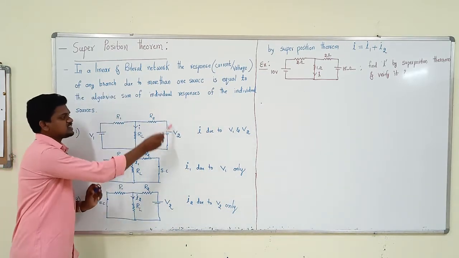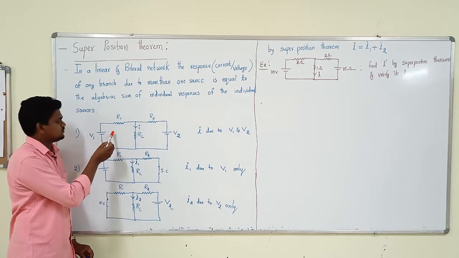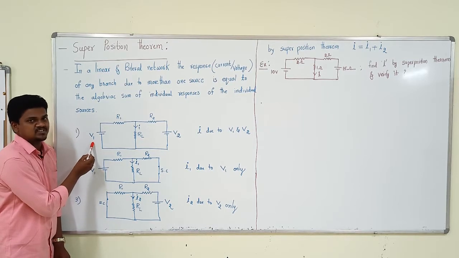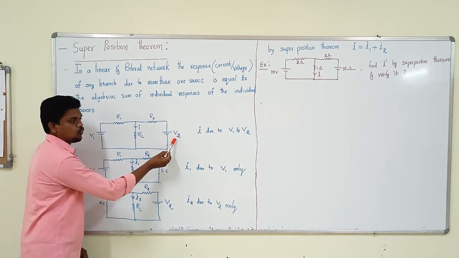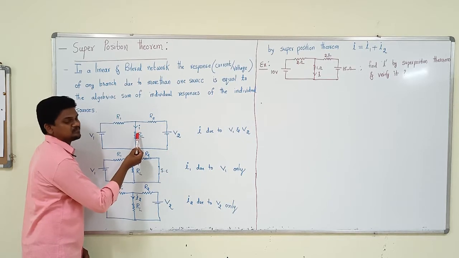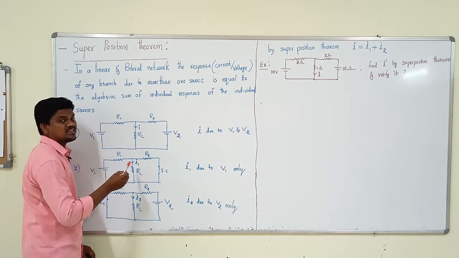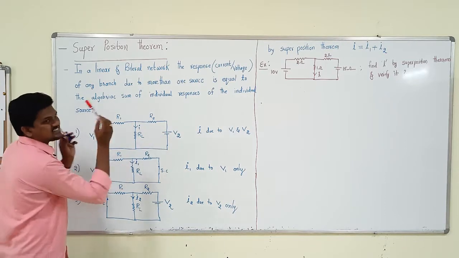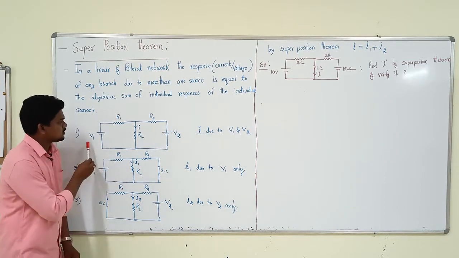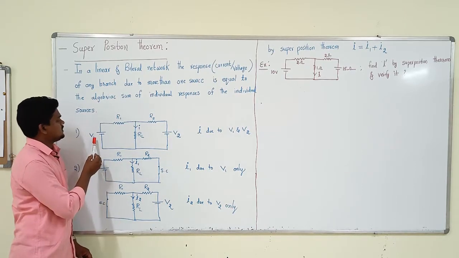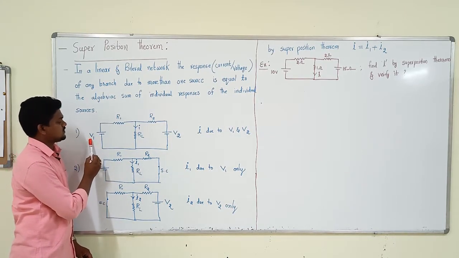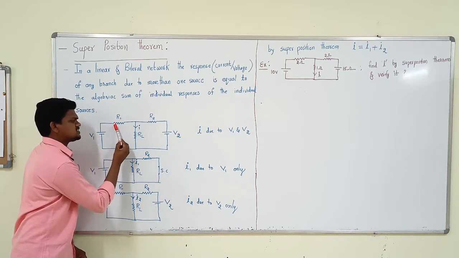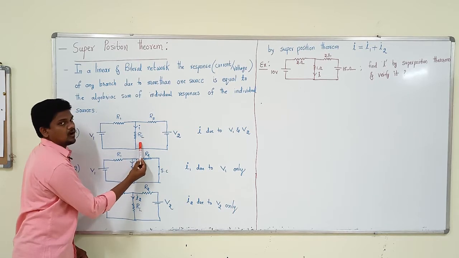For this network, if we use only the V1 source, we will get some response. If we use only the V2 source, we will get another response. That will be equal to the response when the two sources act at the same time. So this is the network. In the network we have two sources, V1 and V2. Due to the two sources, for any branch, I take the RL branch.